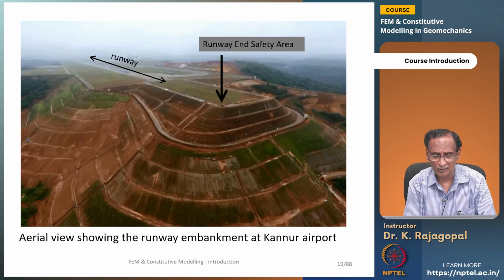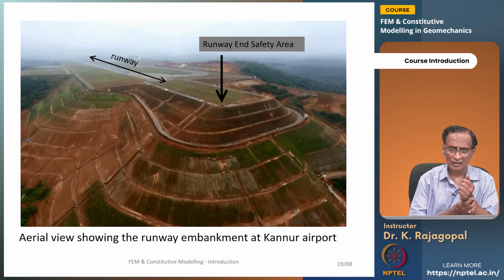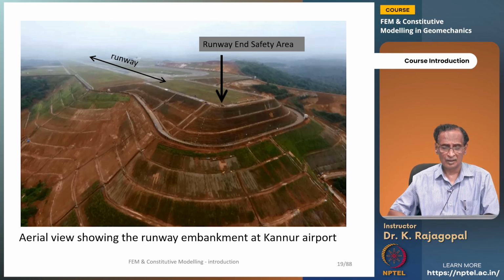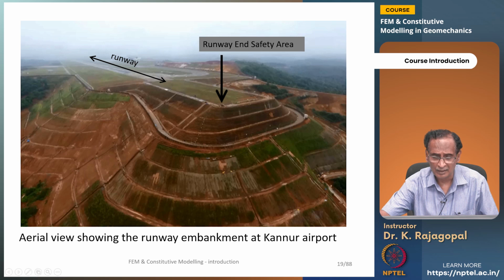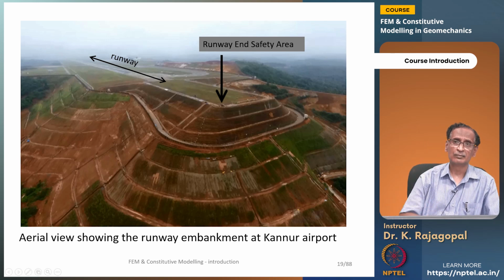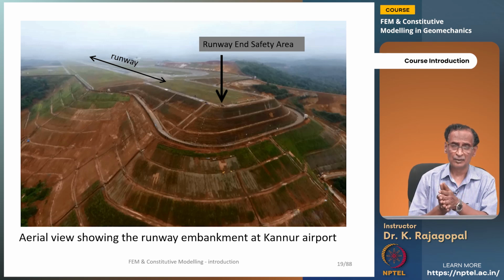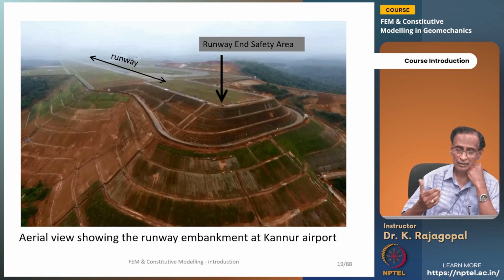And here is another close-up picture of the same thing. And here you are looking at a runway embankment. It's about 70 meters in height, and it consists of a number of slopes and a number of berms, because it's not one continuous slope. And then because of the tight land situation, we have to have a very steep slope, and so you need to use some layers of geosynthetic reinforcement so that we can construct a steep slope.